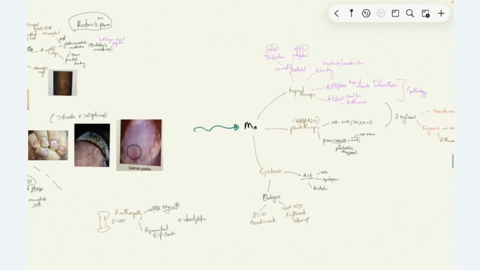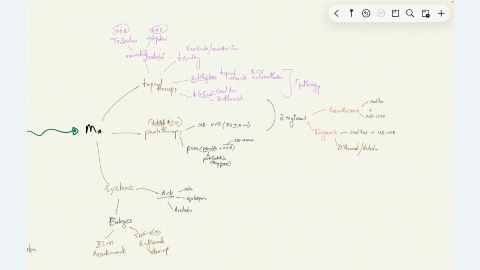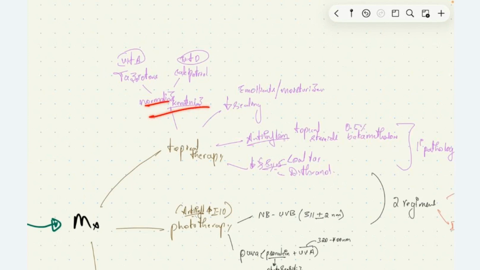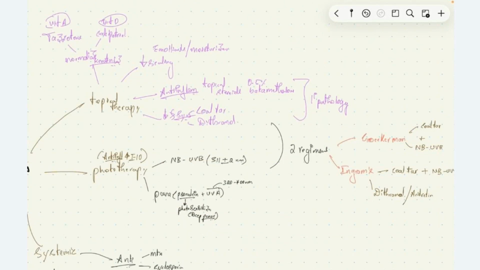Management of this condition: we have topical therapy. In topical therapy, to normalize the keratinization, before that, to reduce scaling, we use emollients or moisturizers. We see silvery white scales in psoriasis. To reduce them, we use emollients or moisturizers. Then the primary pathology, which is inflammation and increased proliferation, we reduce by giving anti-inflammatory drugs like topical steroids, 0.5% betamethasone, or we can give drugs which reduce DNA synthesis, thereby reducing proliferation, like coal tar or dithranol.